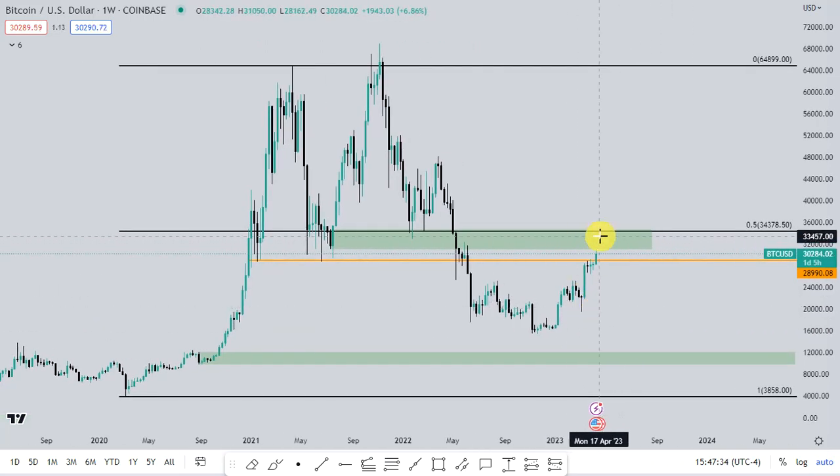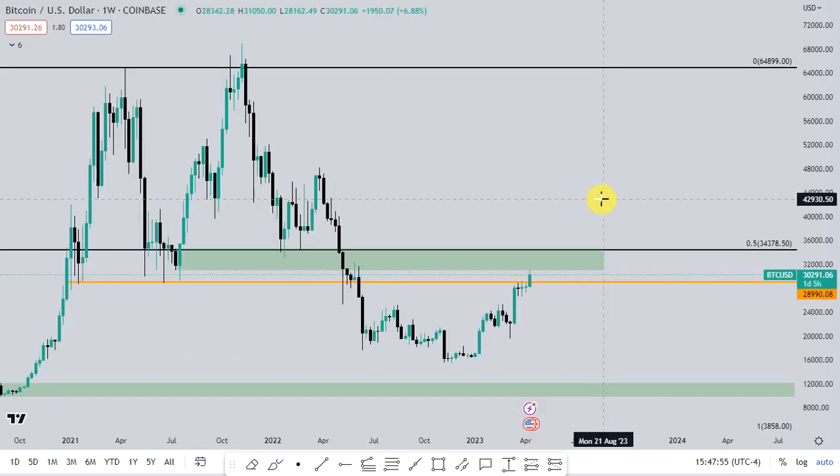So basically Bitcoin is facing a very important level of resistance. As you can see, this breaker block and the mid of this whole up move is here, and price will get rejected from this area to the downside. Now we go to the daily.